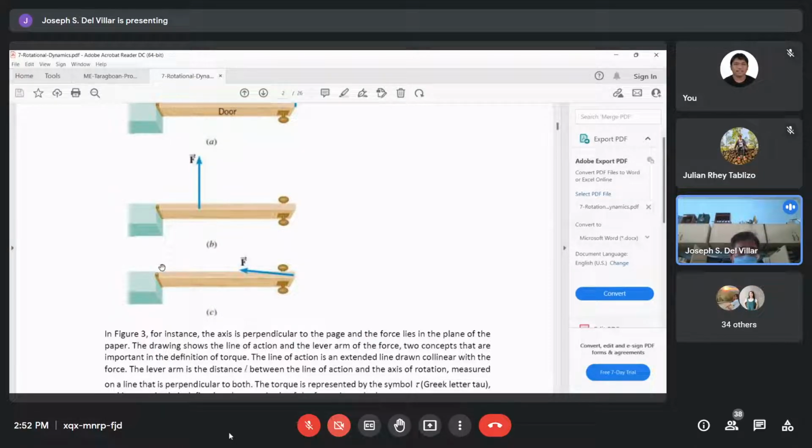Now, pagdating naman dito, okay, we extend the force and then we drop a perpendicular line to the line of action of the force. So, kung nandito yung line of action ng force, then we drop a perpendicular line. So, ito lang yung distance niya, yung lever arm. So, very small, almost zero. Okay?